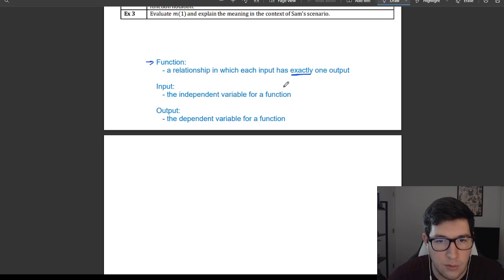Well, if we know that that's what makes a function, let's talk about what makes an input and what makes an output. We sort of briefly talked about it on our do now. Our input is the independent variable for a function, and the output is the dependent variable for a function. We can call this x, we can call this y.